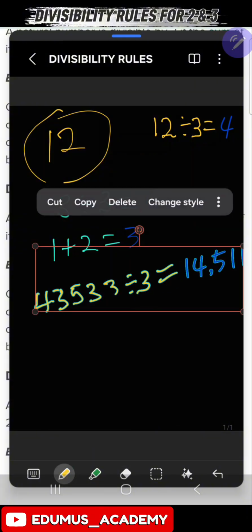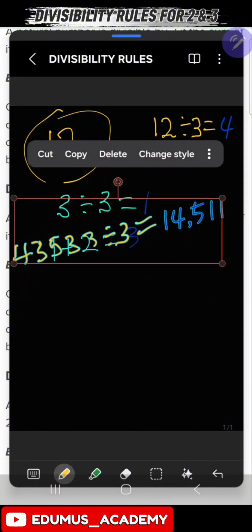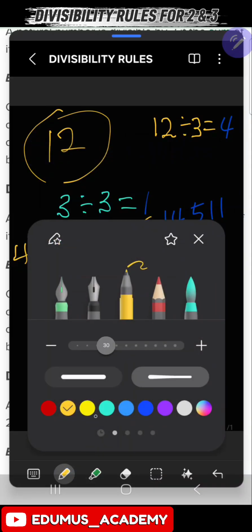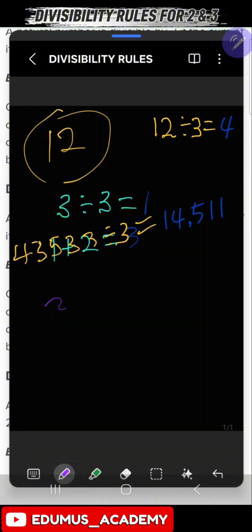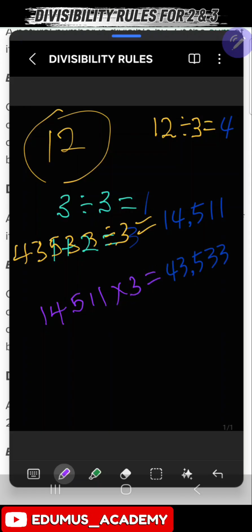What will be the answer? Let's check. 14,511. Yes, and let's also check again. So let's use purple to check our answer. 14,511 times 3 equals 43,533. That is it. So this is what we have for today.